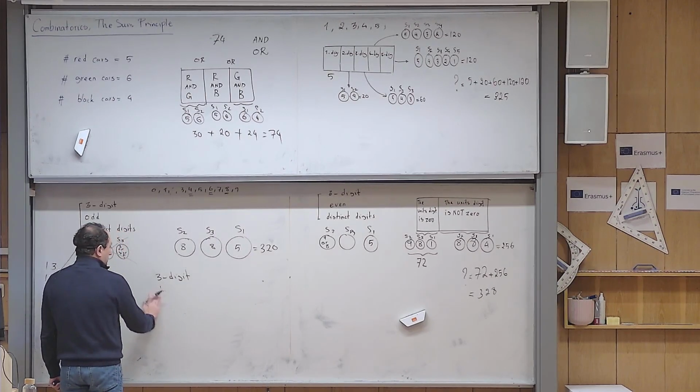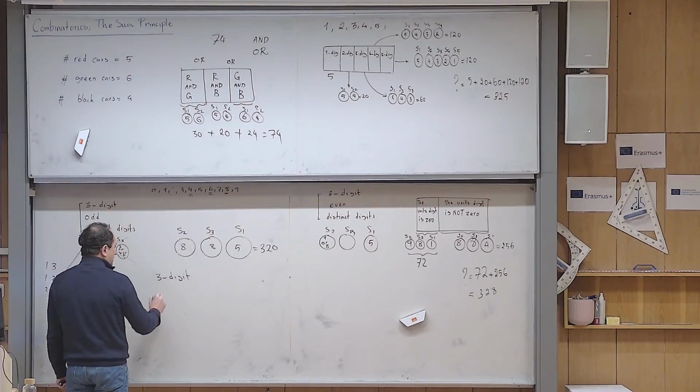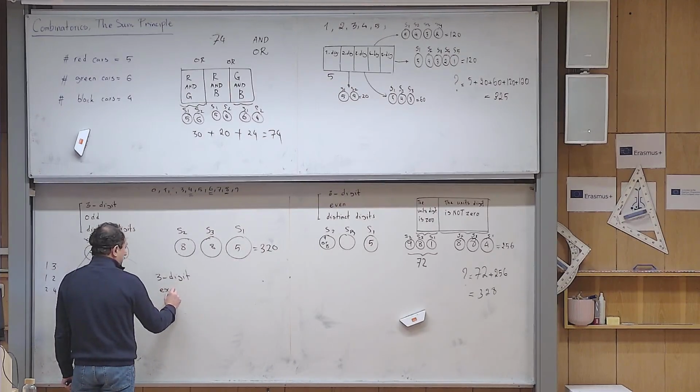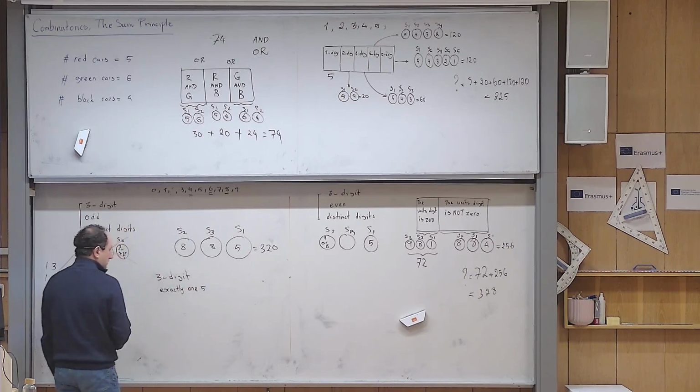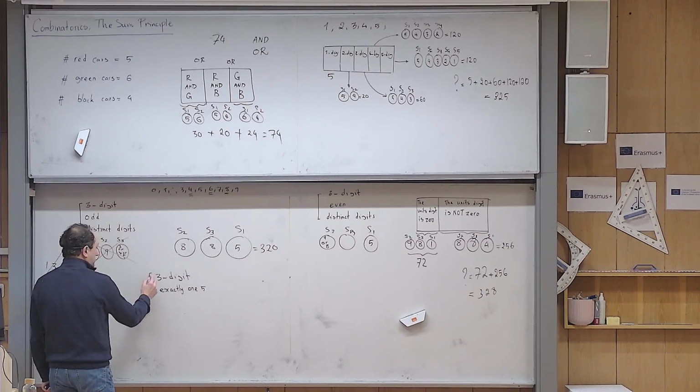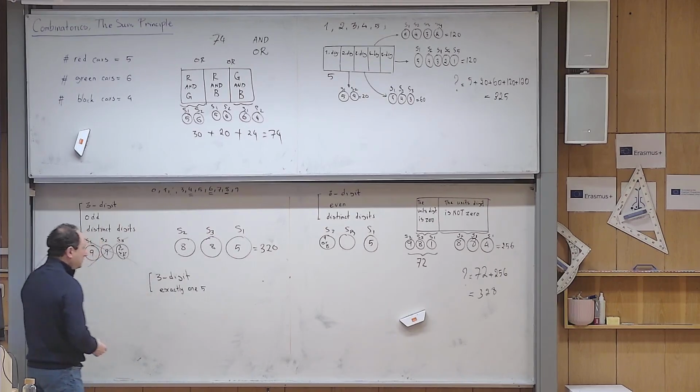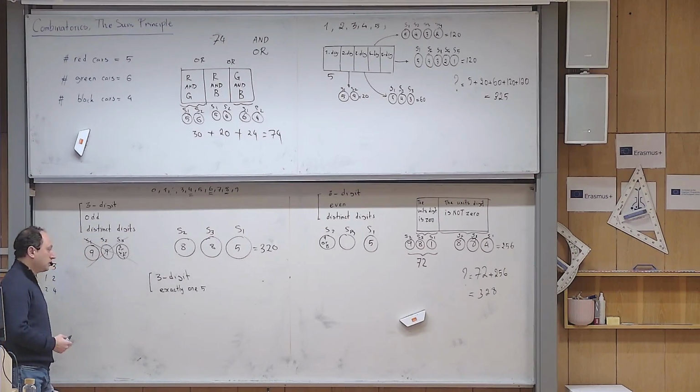Let us take this off and write exactly 1, 5. Okay, so my question is: how many 3-digit numbers are there so that in each one of them there is exactly 1, 5? I want to wait for it.